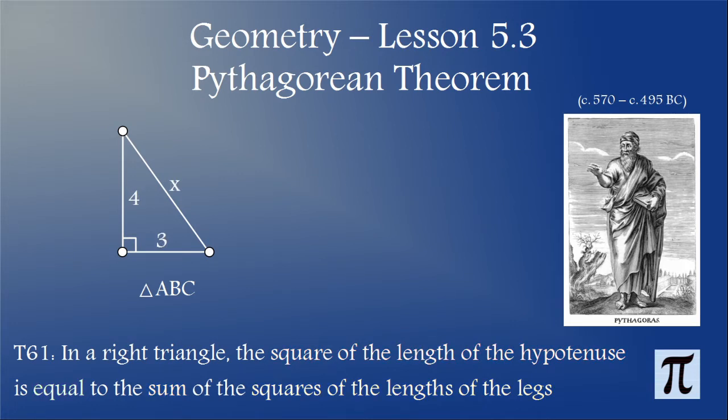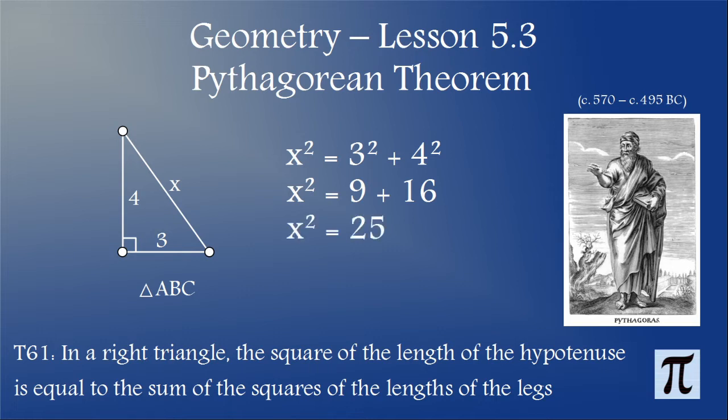So let's take a look at an example. We have a triangle here. We have two sides, the legs, 3 and 4, and the hypotenuse is unknown. But by using the Pythagorean theorem, we know that x squared will equal 3 squared plus 4 squared. 3 squared is 9, 4 squared is 16. We'll add those together, we'll get 25. So x squared is equal to 25. We'll take the square root and find that x is equal to 5.